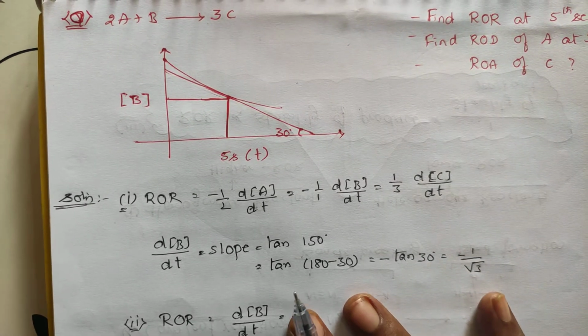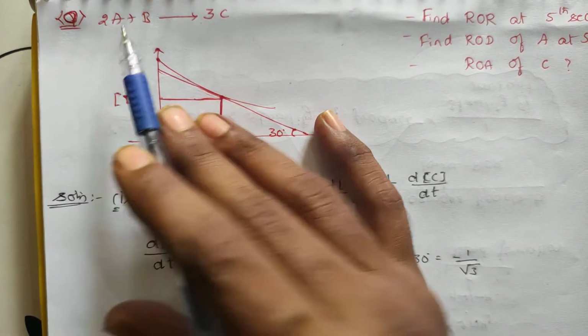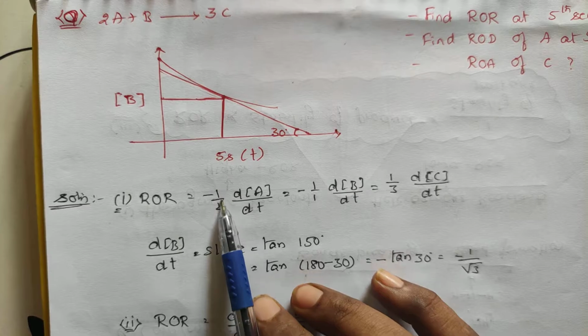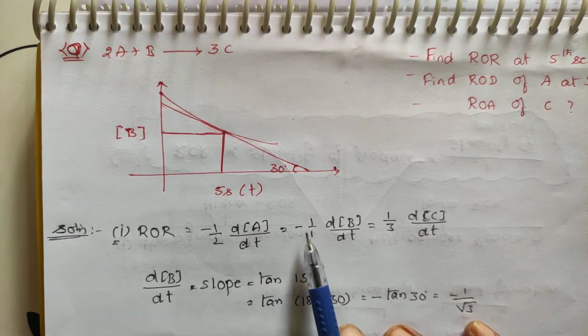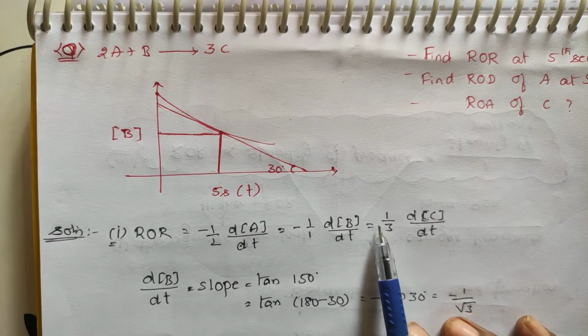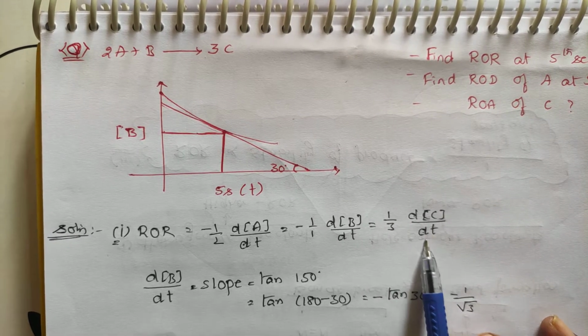So if you go for the first question, see how you can write the rate of the reaction for this one. Rate of reaction will be equal to minus 1 by 2 dA by dt, should be equal to minus 1 by 1 dB by dt, is equal to 1 by 3 dC by dt.